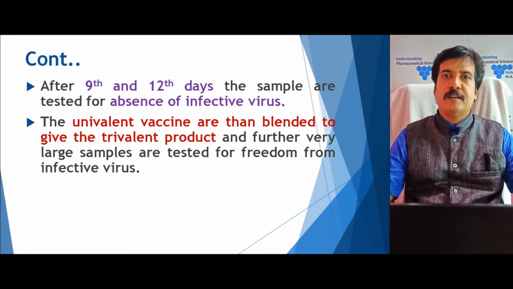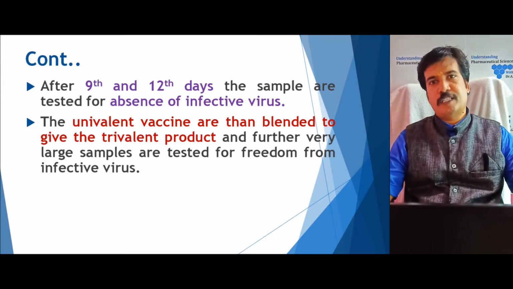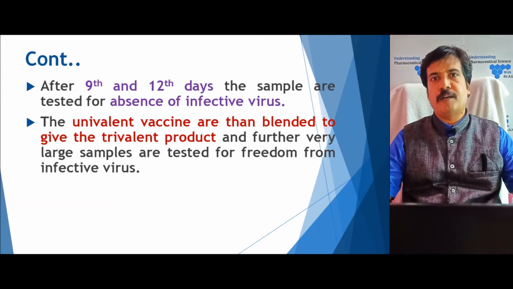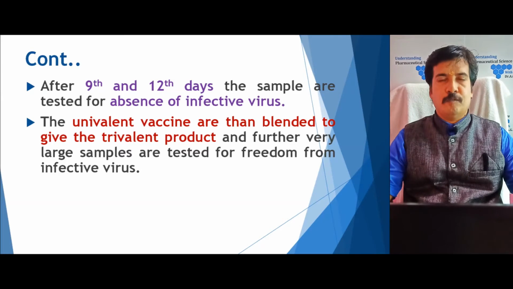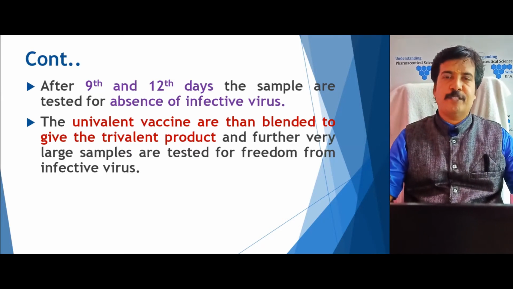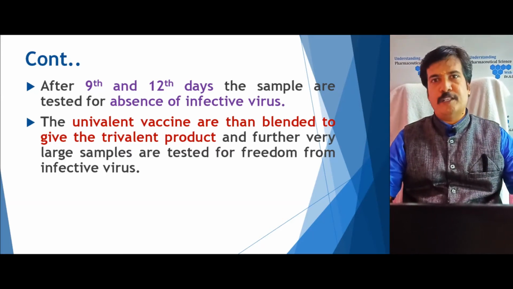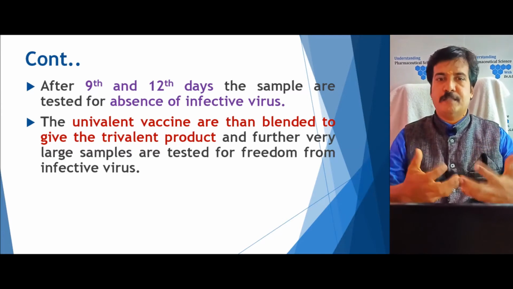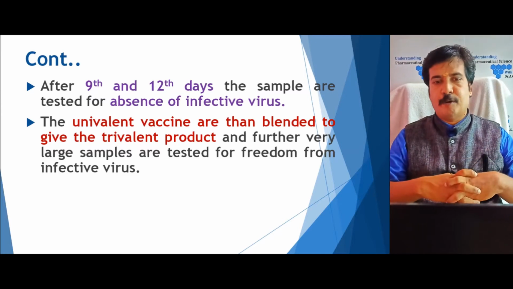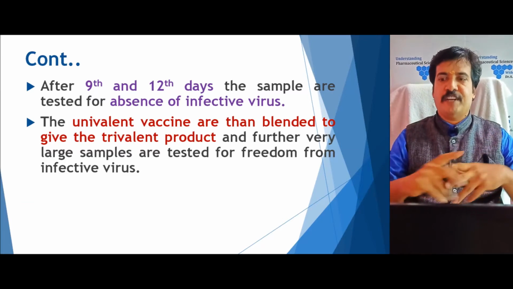This univalent preparation means it has the ability to stimulate antibodies against a particular epitope of the polio virus. Each virus, that is type 1, can produce a particular epitope, so it can produce a particular antibody. Type 2 can produce its own. These univalent viruses are then blended, that is mixed, to produce a trivalent product. Then it is further tested for the absence of the infective virus.